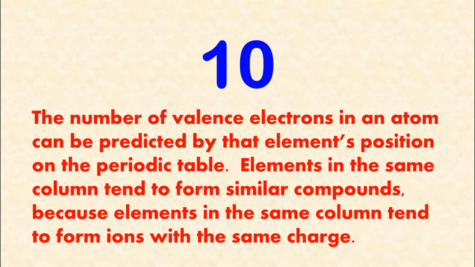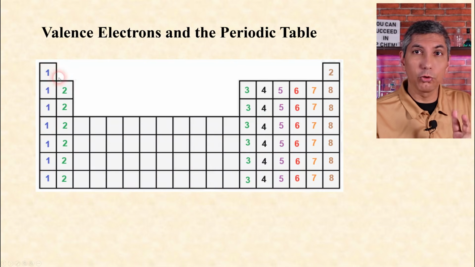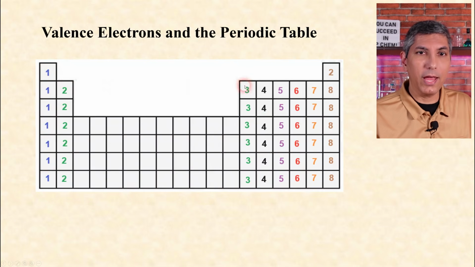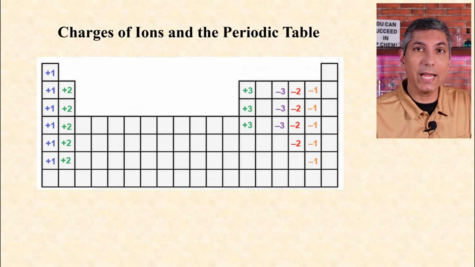Number 10. The number of valence electrons in an atom can be predicted by that element's position on the periodic table. Elements in the same column tend to form similar compounds because elements in the same column tend to form ions with the same charge. There's a pattern for valence electrons on the periodic table. In group 1, elements have 1 valence electron. Group 2, they have 2. Group 13, they have 3 valence electrons, all the way up to the noble gases, most of which have 8 valence electrons. And because of this, we can predict the charges of many of the ions for these elements.